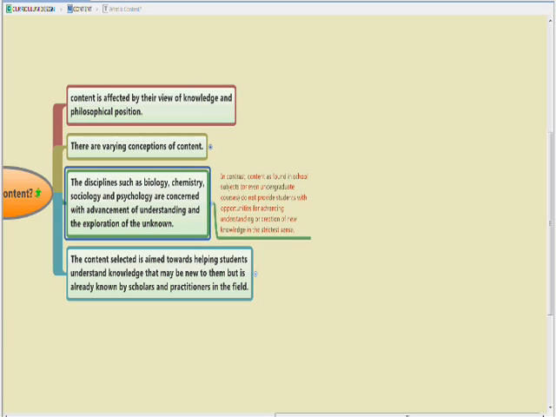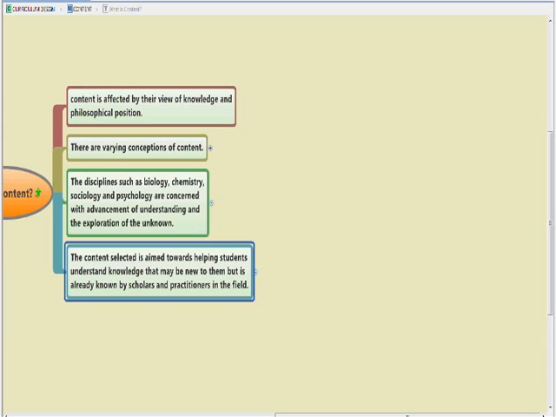So the way we approach uncertainty and the unknown is so different in the way we design it. It comes back to the notion of design. Okay, and then the final part is the notion of selecting content. Content is selected to help students understand knowledge that is new to them, but already known to scholars and practitioners in the field. So it is really important to know that what is established is new to the learner.